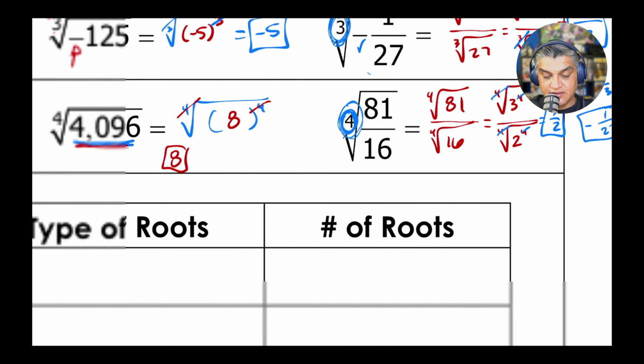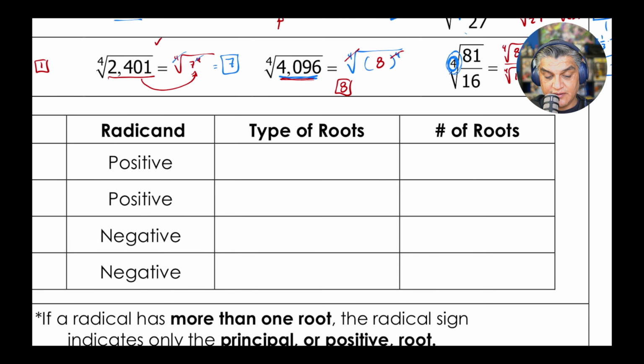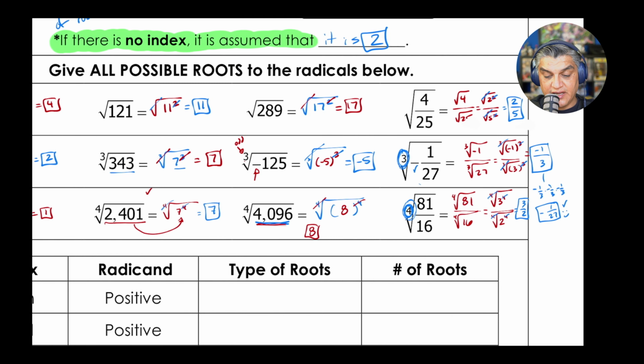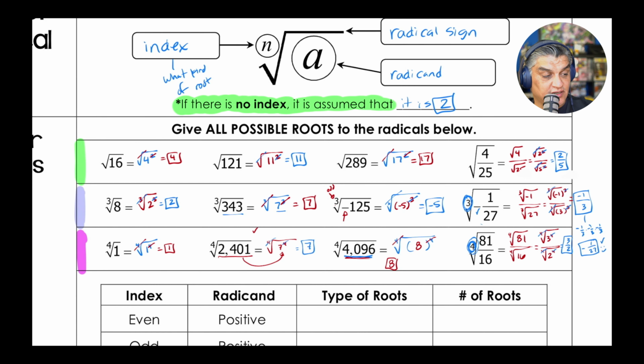Okay, so be careful. So there's a little table down here, right? Little table down here where we're going to fill out right now. But before we do that, are there any questions on how we found these roots? Square roots, cube roots, fourth roots. There are fifth roots and sixth roots and seventh roots and eighth roots. It goes on forever. But these are the most basic ones we're going to do. So are there any questions on this before we move on?